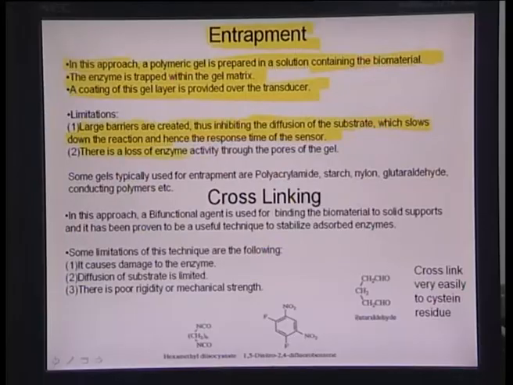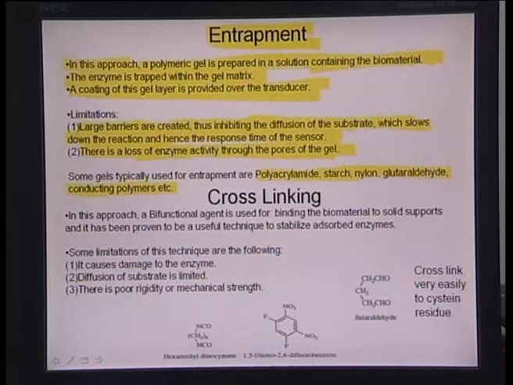Also, there is sometimes a loss of enzyme activity, because the gel surrounding is really not the natural surrounding of a certain enzyme. And therefore, whatever chemical properties the gel has would definitely have an influence on the enzyme itself. So, there is of course a loss in enzyme activity, particularly through the pores of the particular gel. Some typically used gels are polyacrylamide, starch, nylon, glutaraldehyde, and some other conducting polymers, etc.